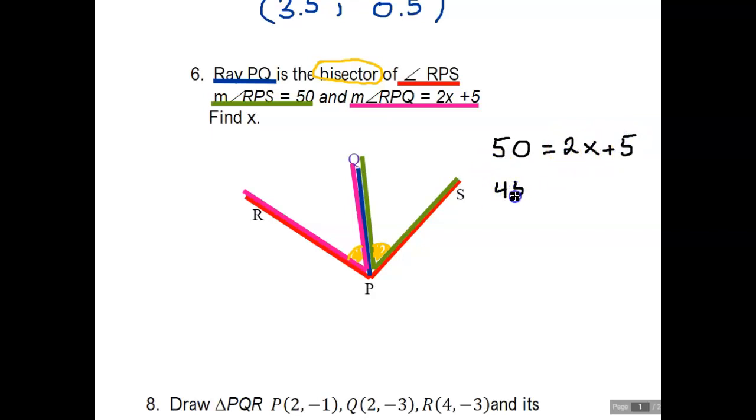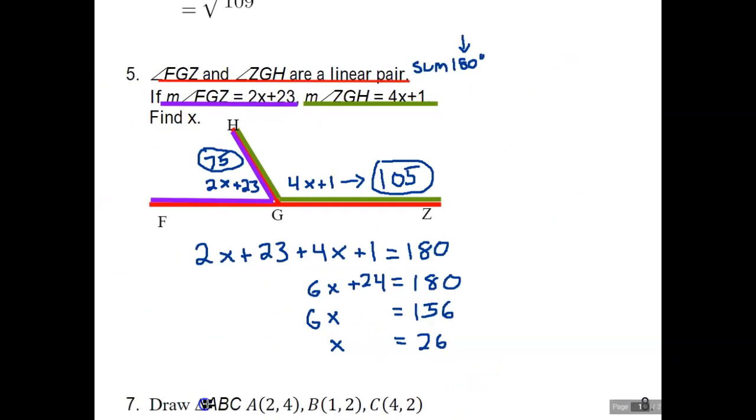So we'll have 45 equals 2x. All right, so x will equal 45 over 2, which is 22.5. And just like before, I could plug in 22.5. 22.5 times 2 is 45. 45 plus 5 is 50. And that's the same thing as over here. So I know both angles do come out to equal 50 degrees. All right, so that was the first few days.